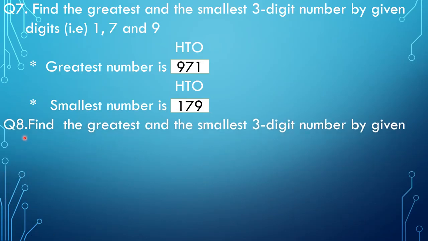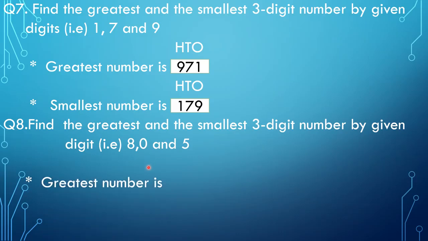Now in next question number 8, find the greatest and the smallest 3-digit number by given digits 8, 0 and 5. If 0 comes here in the middle, then how can we write the greatest number or smallest number? So greatest number, first of all we'll write places 1s, 10s and 100s. So here 8 is the greatest number. So 8 we will write at 100s place, then 5 at 10s place and 0 at 1s place. So easily we can write the greatest number from this.